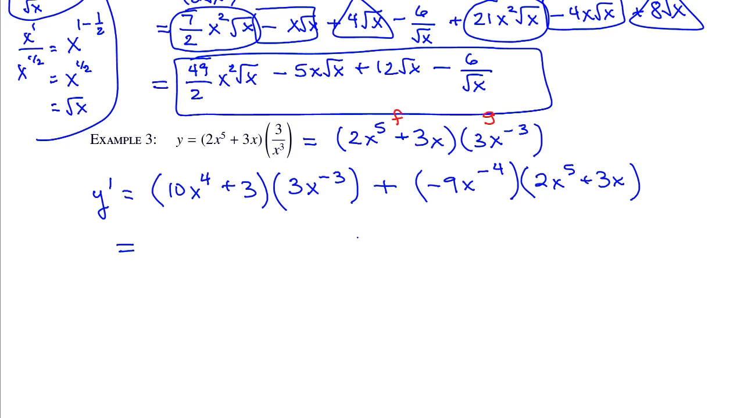So we have 30x plus 9x to the negative 3 minus 18x minus 27x to the negative 3rd.